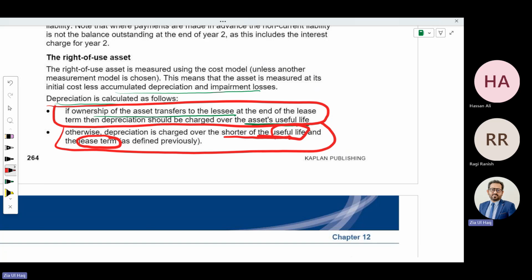If the ownership of the asset will be transferred to the lessee, in that case, what is the useful life? The life of the asset. If the ownership will not be transferred, then we need to use the shorter time period. Shorter time period means lease term. It means we will depreciate using the lease term years, not the useful life.